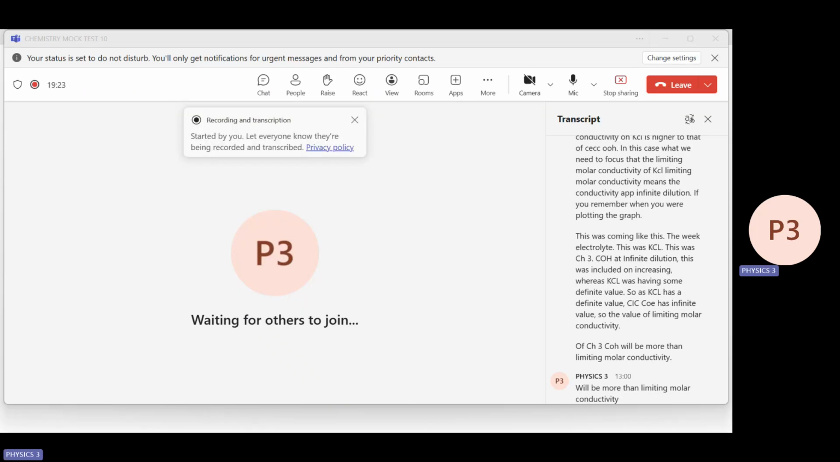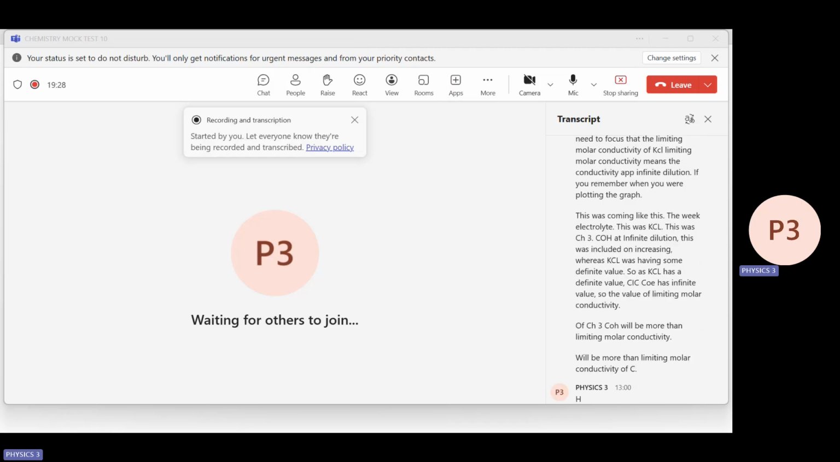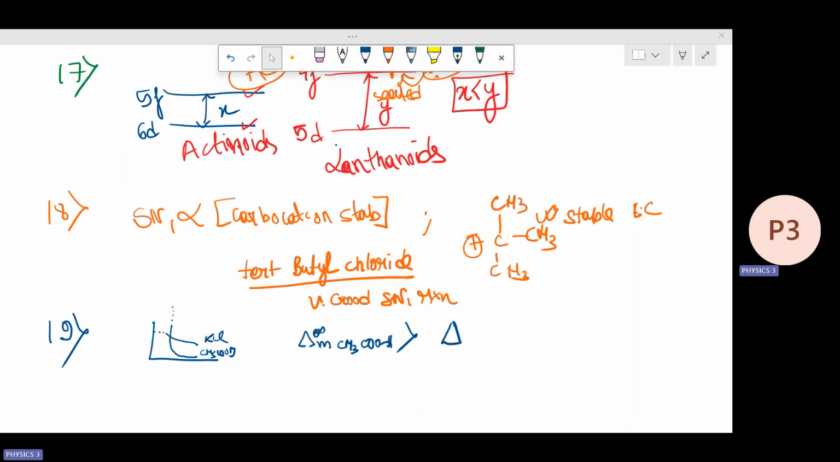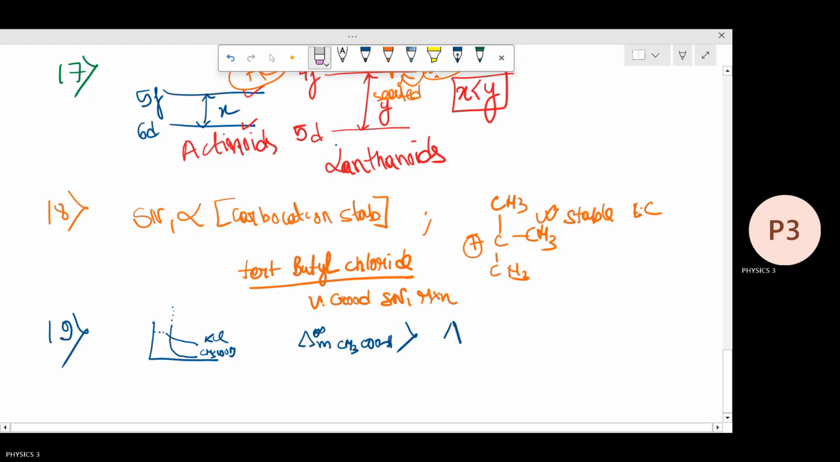Wait 1 second. The whole thing is written. Yeah, I hope I'm sharing as well. So here we are observing that the capital lambda of CH3COOH will be more than that of KCl. Is it clear?